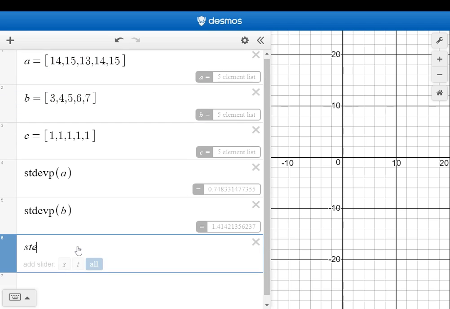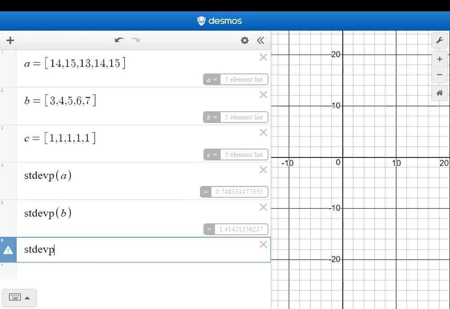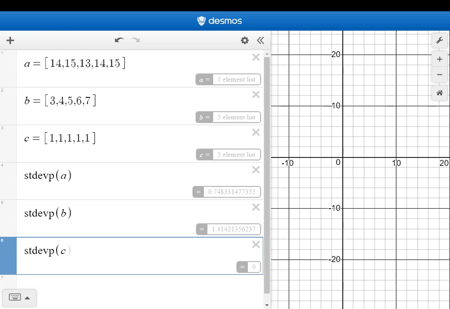And last but not least, stdev p of C is 0. The standard deviation of that last one is 0. And that actually makes sense too if you think about it, because 1, 1, 1, 1, 1, those aren't spread out at all. So our standard deviation there would be nothing. They're not spread out. So if you have multiple sets of data and you need to compare their measures to each other, type them in with multiple letters and multiple brackets, and then just compare stdev p of A, stdev p of B, stdev p of C, and compare those to each other. Make sure you're comfortable doing that.